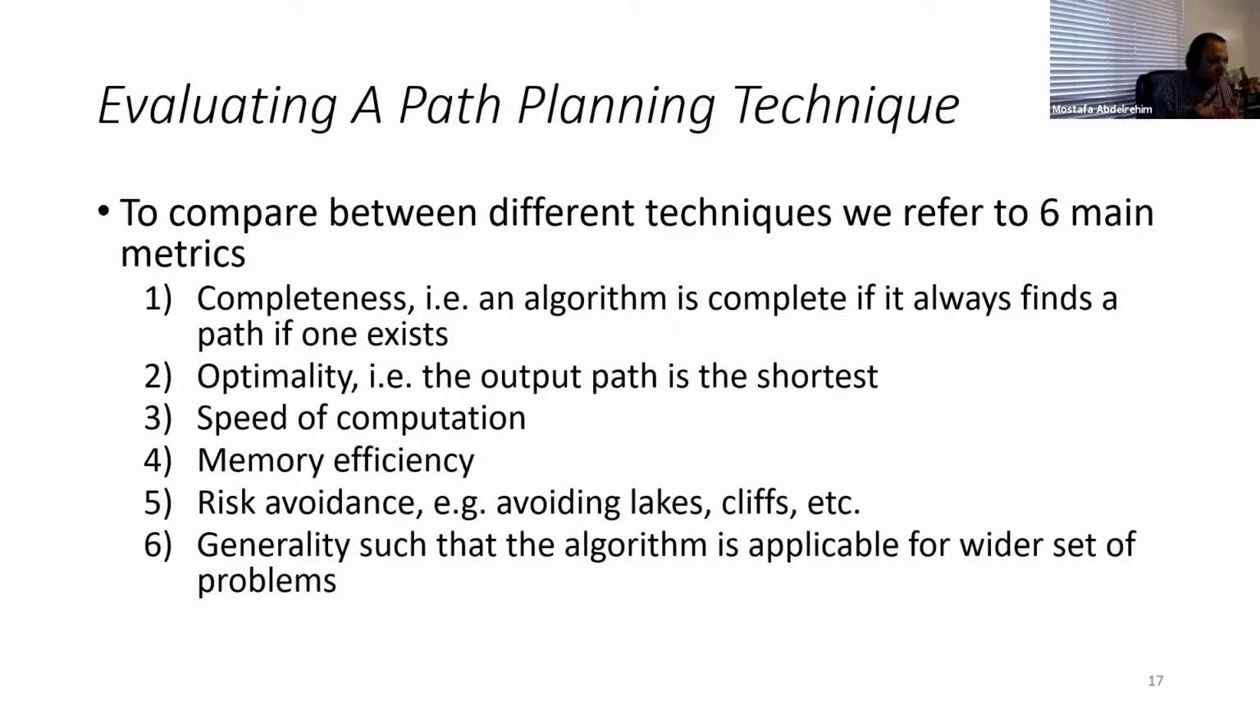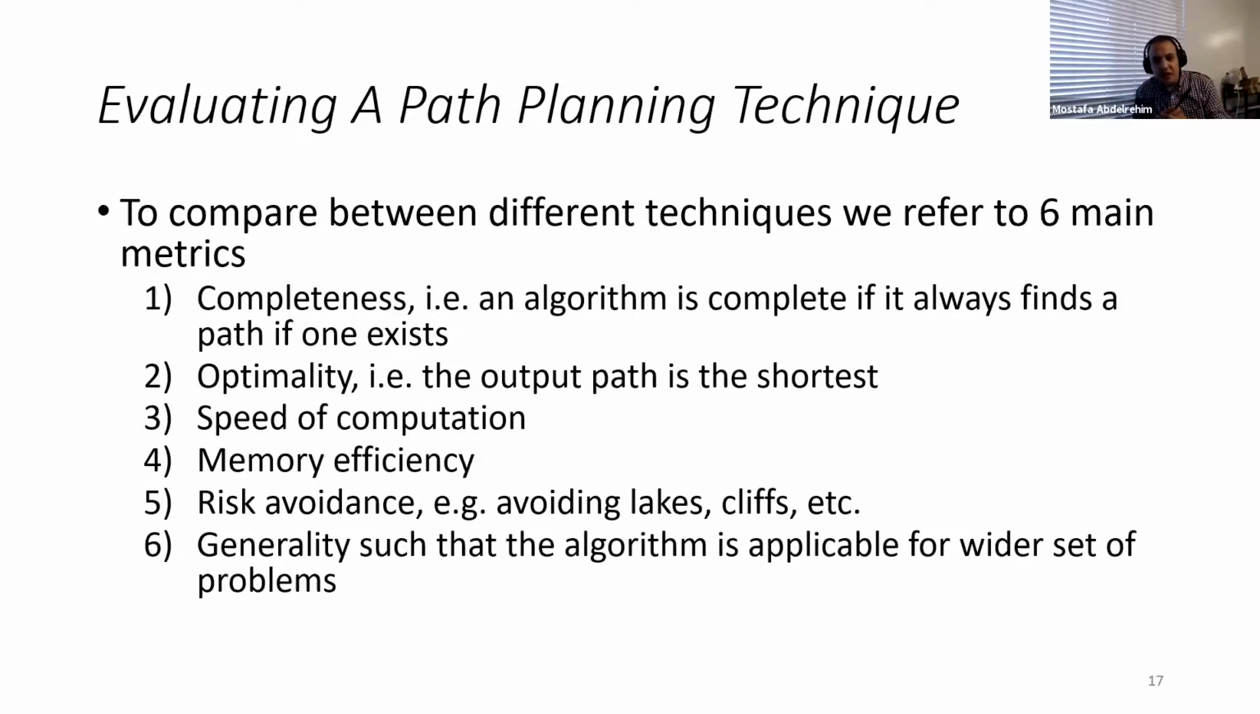Number 5 is risk avoidance. Like what we said, an algorithm may give you a shortest path, but this path is not secure. This path maybe is passing through a lake or a cliff or whatever danger.